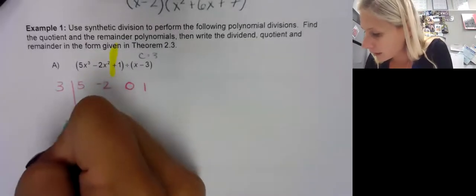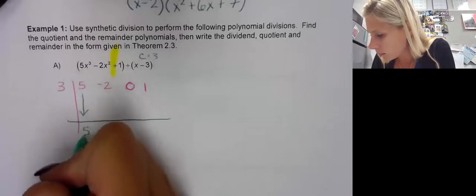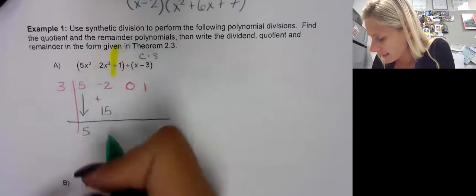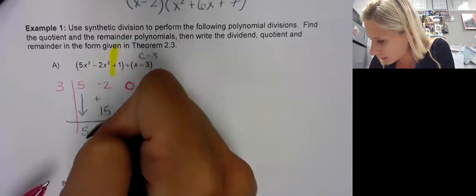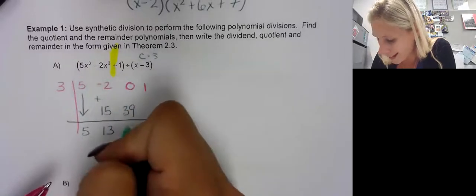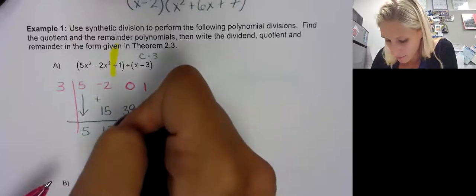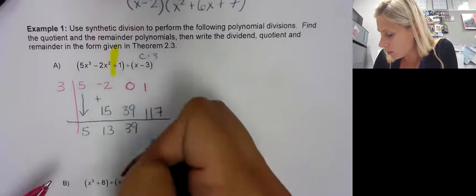All right, I'm going to go through this faster. Remember, the first one comes down. We need to multiply. That gives me 15. We're going to add. That gives us 13. We're going to multiply. That gives us 39. We're going to add. That gives us 39. Multiply again. That gives us 117. We're going to add 118.